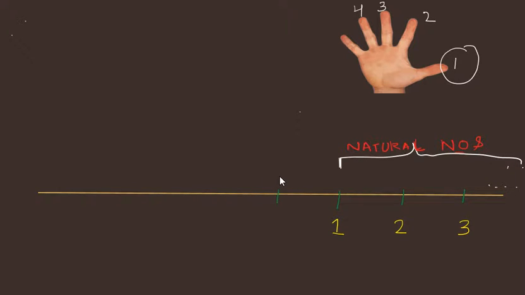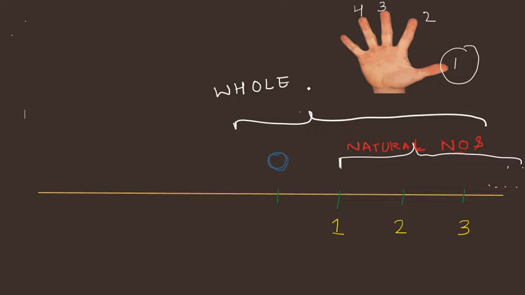Now if you include 0 to the natural numbers, it will be whole numbers. So 0 plus the natural numbers will be the whole numbers. Now again, to remember the whole number, let's take another example.